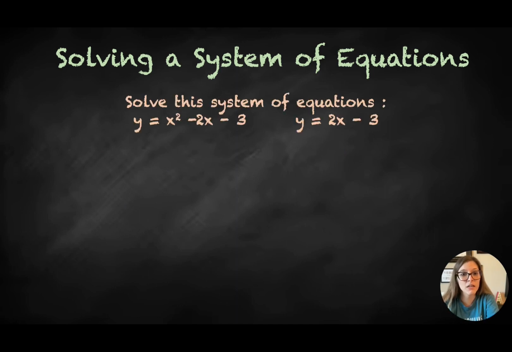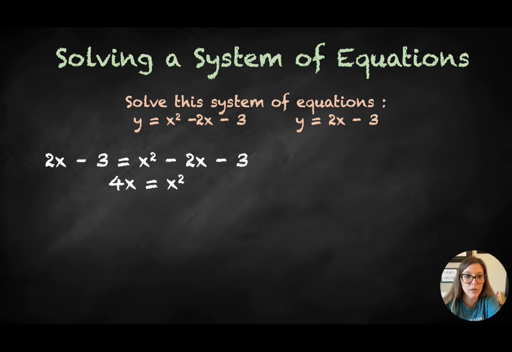So if we are to solve this system of equations where we have one quadratic curve and one line, since we have them both in the form y equals something, we can set them equal to each other, because both are equal to y. And I can add 2x and add 3 to both sides, so I end up with 4x equals x squared. Dividing both sides by x, I end up with x is equal to 4.